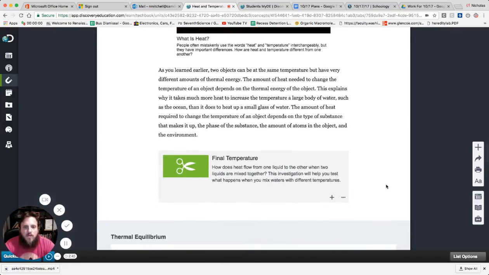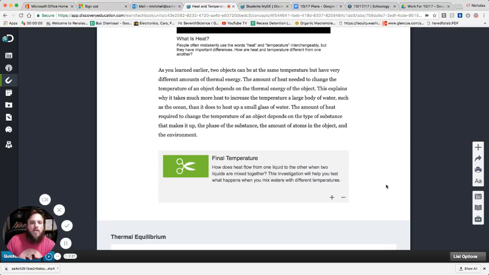So, as you learned earlier, two objects can be at the same temperature and have very different amounts of thermal energy. The amount of heat needed to change the temperature of an object depends on how much thermal energy is in an object, right? It takes a lot more heat to heat up a lake than it does to heat up a cup of tea. It's just what it is.